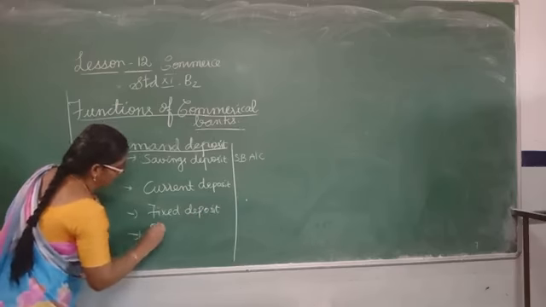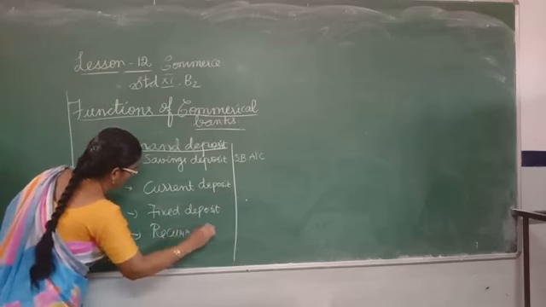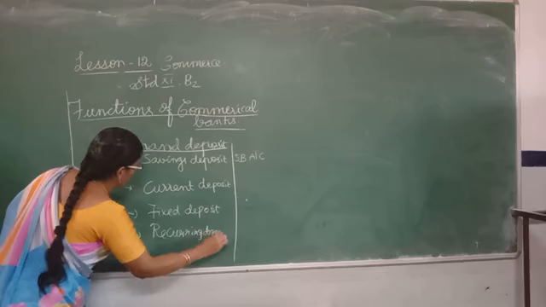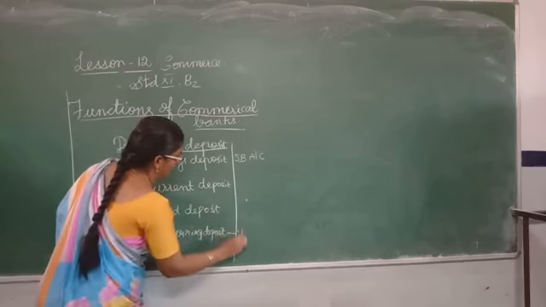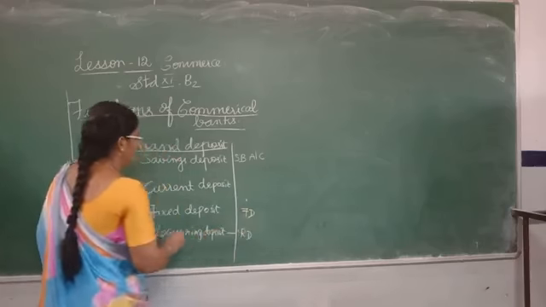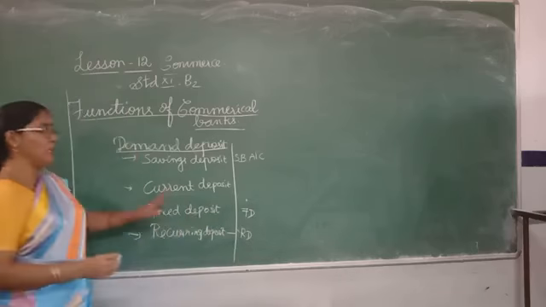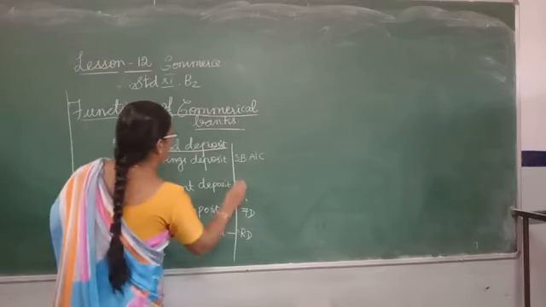Next one is recurring deposit or cumulative deposit. We shortly call it as RD account. So FD account. Then current account alone we can tell. Current deposit we should not tell. We can tell it as a current account. In colloquial language we tell it as a current account.